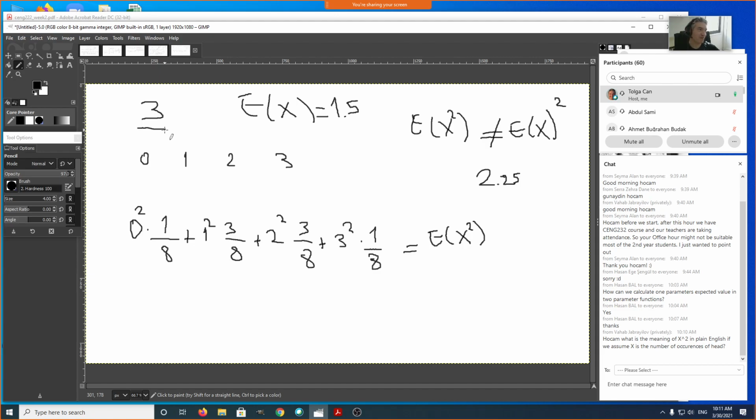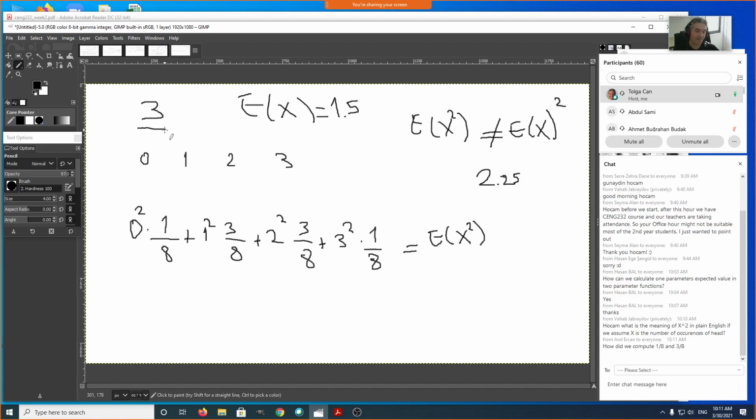Why would you define such a variable, you may ask? Maybe in this case it doesn't have any meaning at all, but in certain cases it may have a meaning.